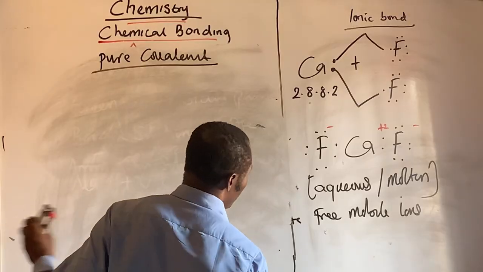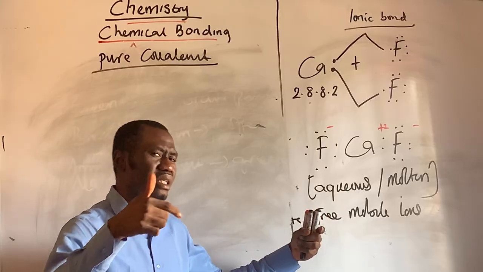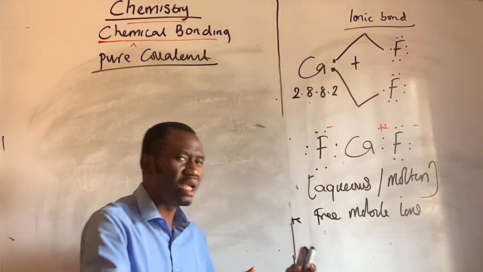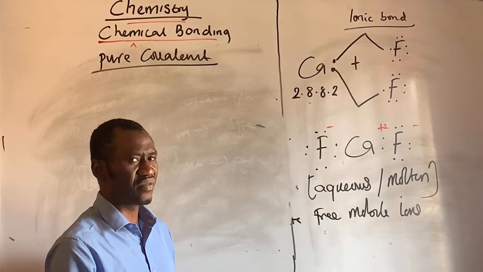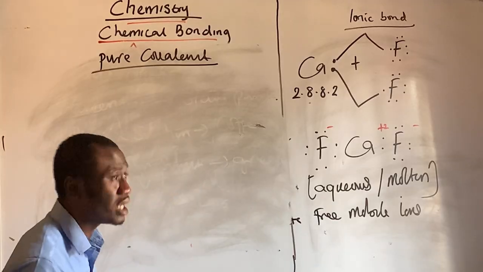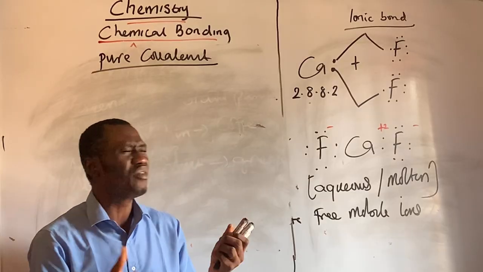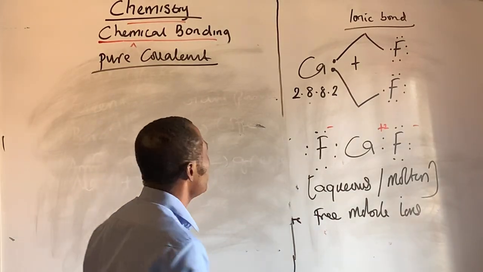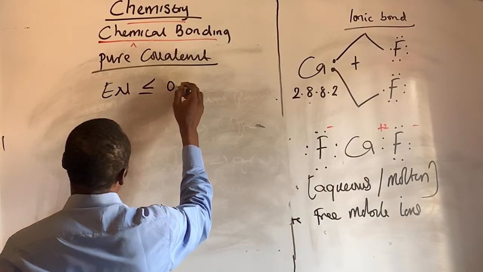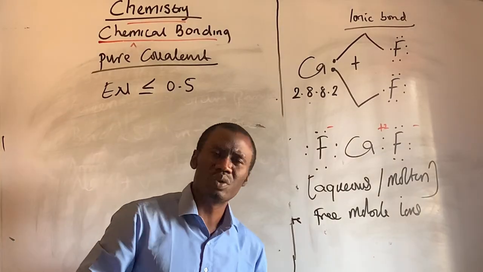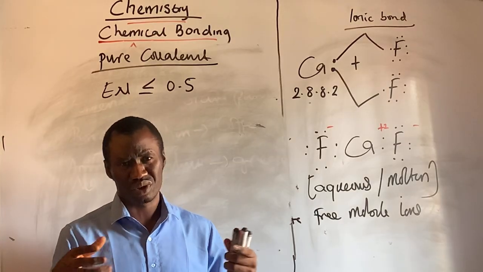Now, finally, reactions: if an electrovalent compound is in an aqueous state or in a liquid, the reactions over there are faster. The reactions occur very fast if they are in a liquid or in an aqueous state. So we go to pure covalent bond. In this bond, we look at the electronegativity difference of the atoms of the elements involved. The electronegativity difference is less than or equal to 0.5. This is a case where elements share electrons between themselves.